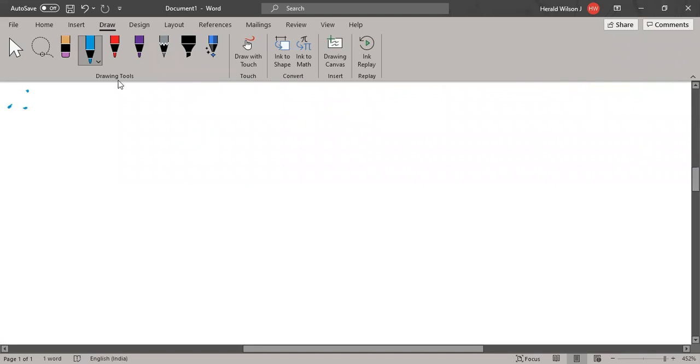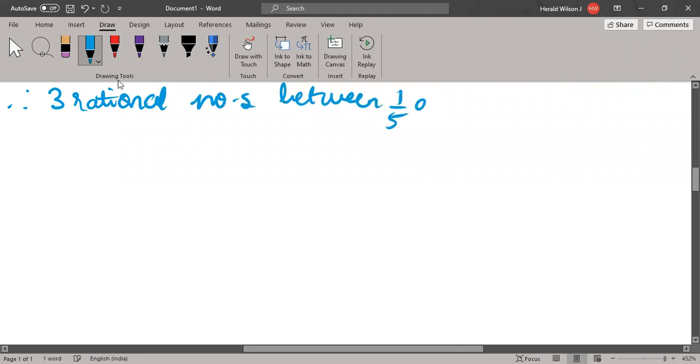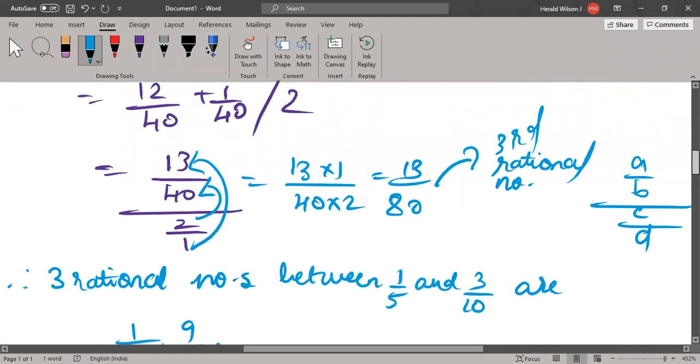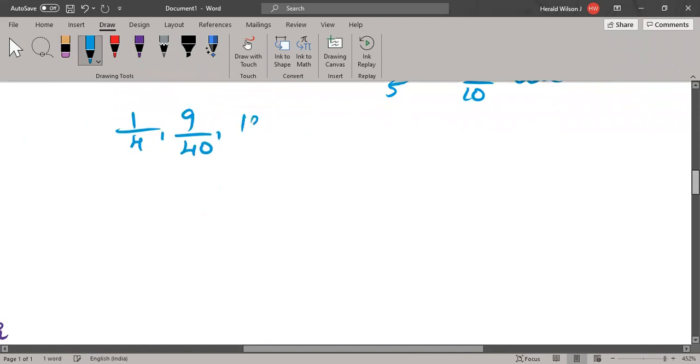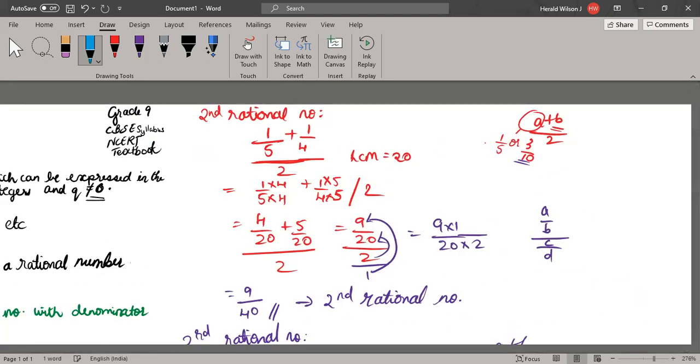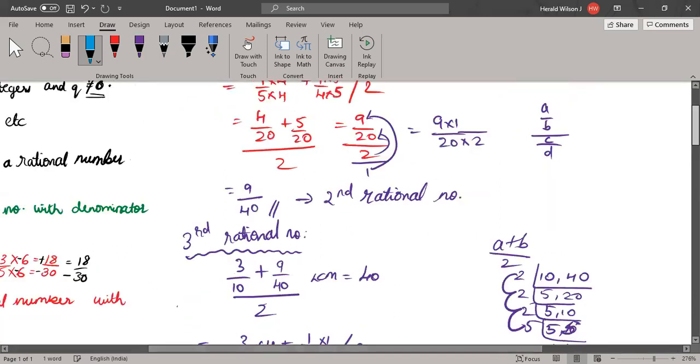Now, as a concluding statement, therefore, the three rational numbers between 1 by 5 and 3 by 10 are 1 by 4, 9 by 40, and what did we find out now? 13 by 80, right? 13 by 80. Clear? So this is your answer basically. I hope you understood all of this up till this level.